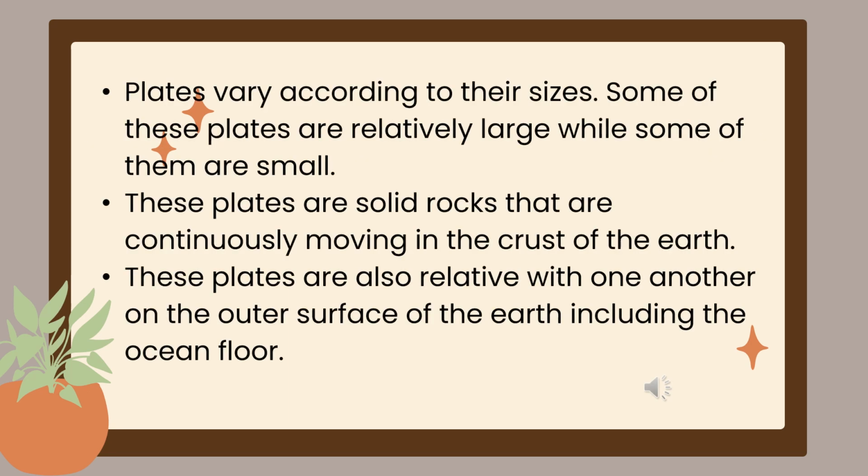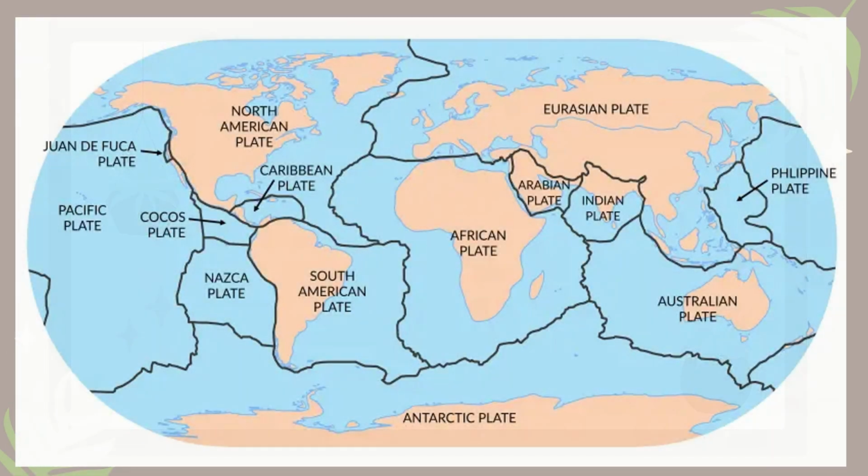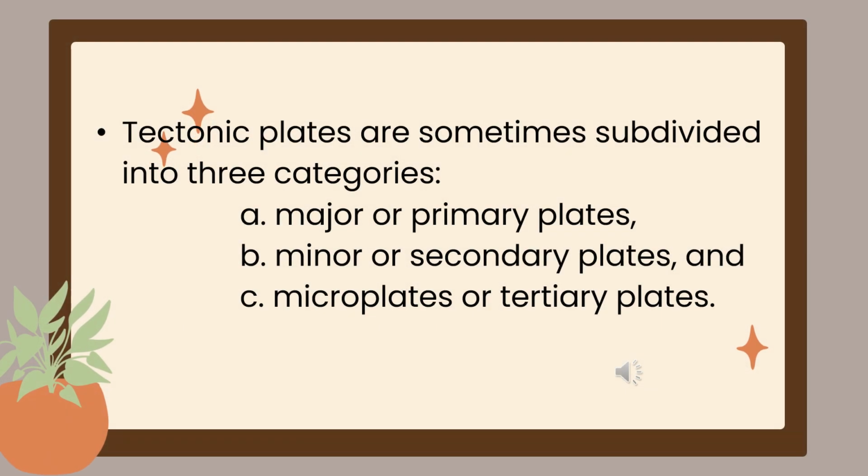Plates vary according to their sizes. Some of these plates are relatively large while some of them are small. These plates are solid rocks that are continuously moving in the crust of the Earth. These plates are also moving relative to one another on the outer surface of the Earth, including the ocean floor. Tectonic plates are sometimes subdivided into three categories: major or primary plates, minor or secondary plates, and microplates or tertiary plates.